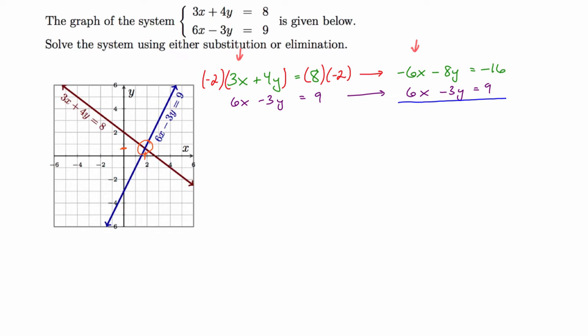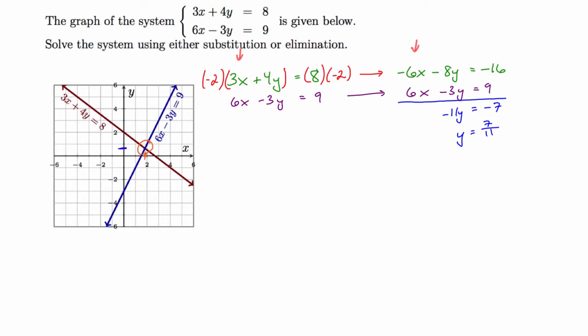So when we add these together, the x terms cancel, negative 8y minus 3y is negative 11y, and negative 16 plus 9 is a negative 7. And so that gives us a new version of this system, negative 11y equals negative 7. Dividing both sides by a negative 11 will leave me with y equals 7 over 11. Looking back at the graph, 7 over 11 does seem like it would be a little bit less than 1, so that seems like an appropriate y value based on the graph we were given.